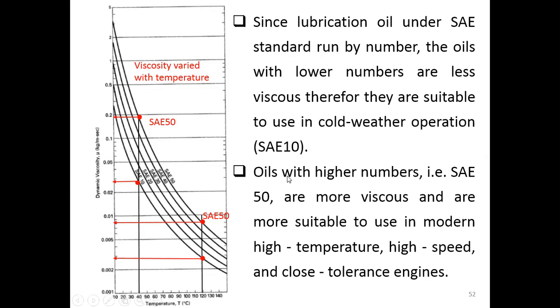And the oil with a higher number, for example SAE 50, is a more viscous oil, and more suitable for use in modern high temperature, high speed, and close tolerance engines. Because the tolerance is very, very small, you want to reduce any friction that might happen, so you need more viscous lubrication oil to do this.